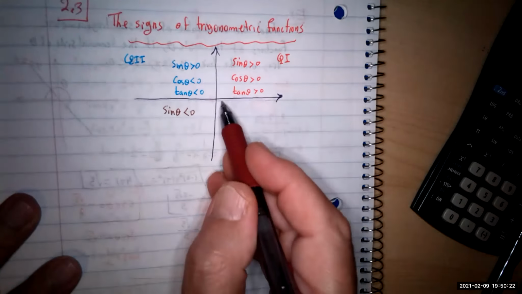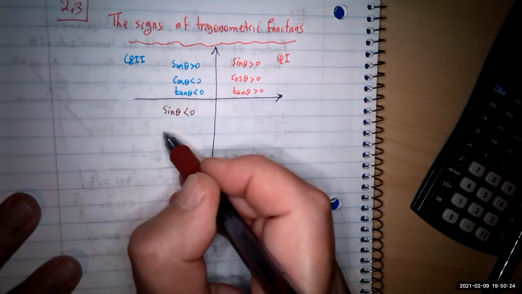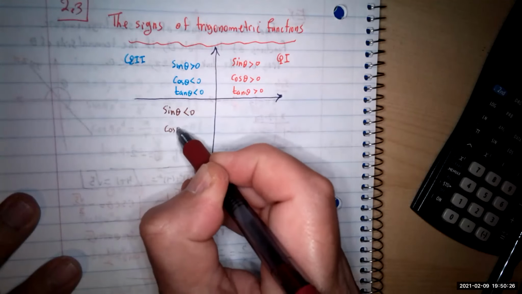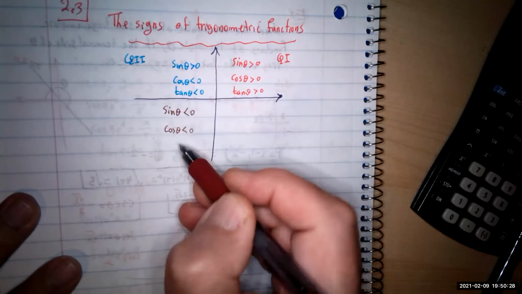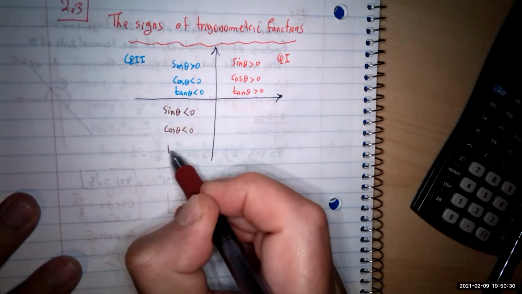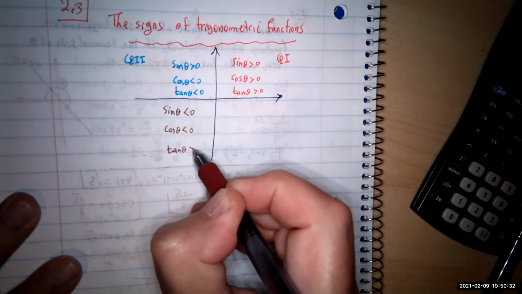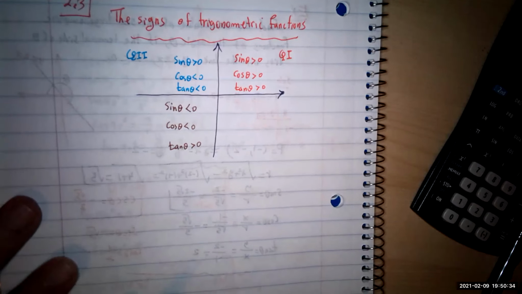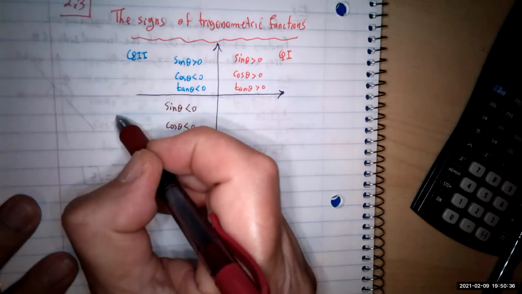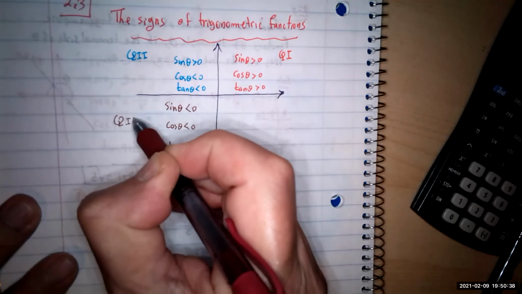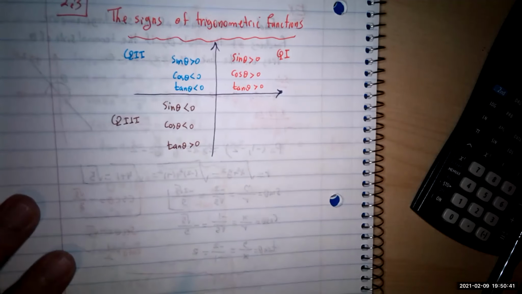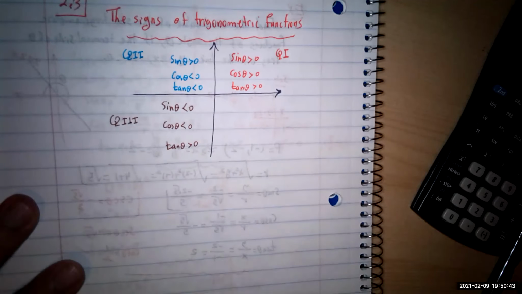The cosine, which starts with the x, would be negative. If you multiply them together, the tangent would be positive. Okay, so this is where we get to the second quadrant. And finally, the last one.